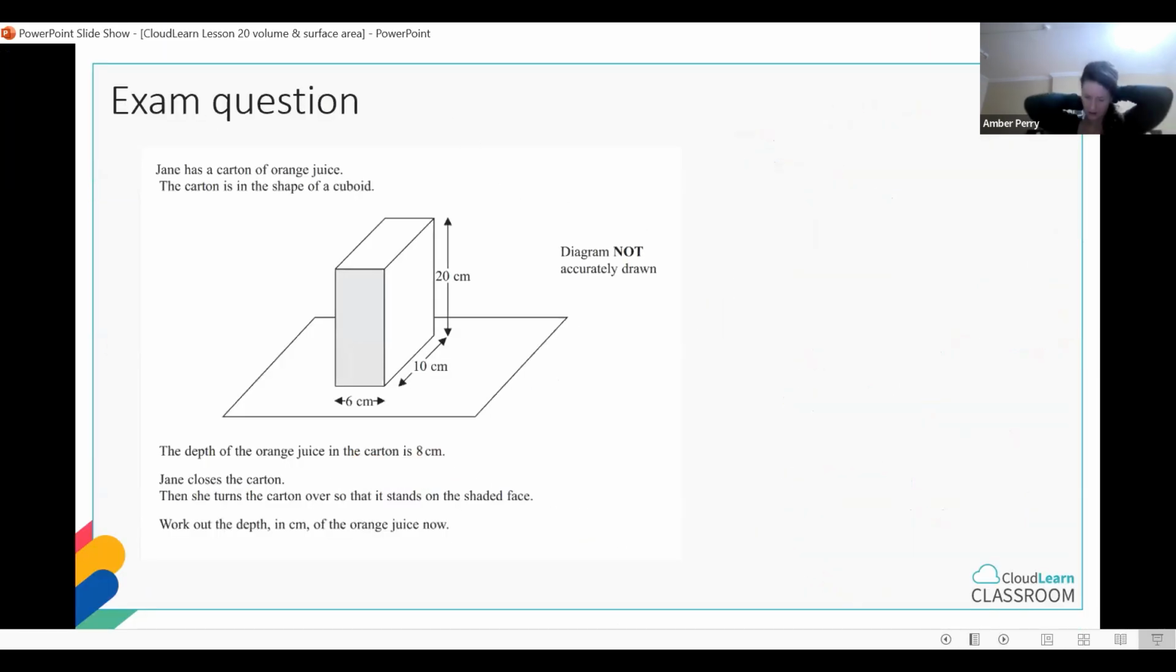Okay. I just found this exam question. I just thought this would be quite a good question to look at because it's worded and there's quite a lot of detail in it. And I think a lot of people might just look at this and think, oh, I haven't got a clue how to start it.